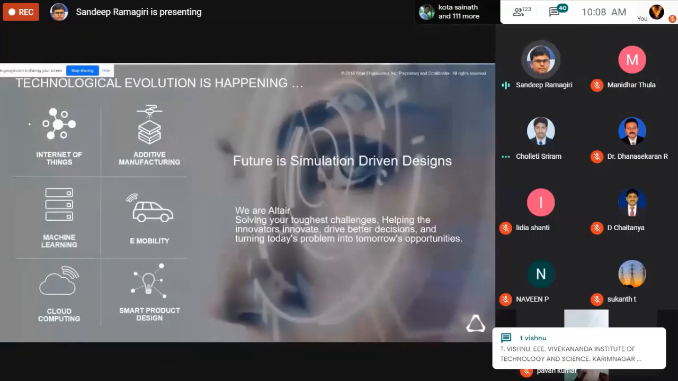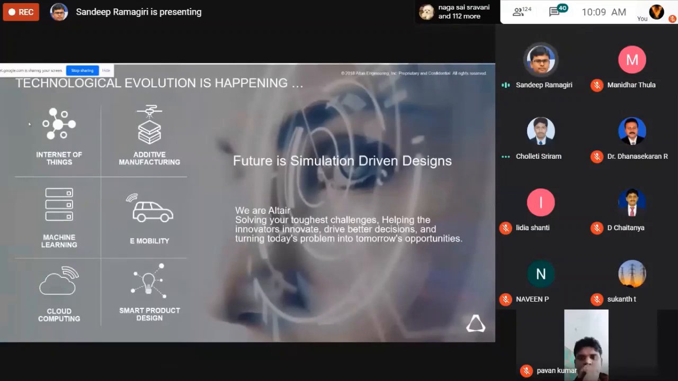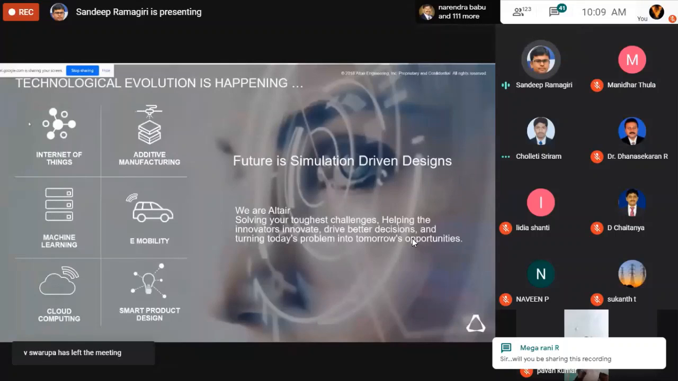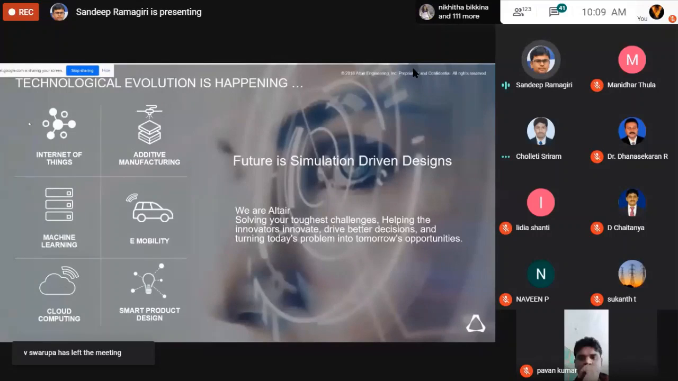As you know, technology evolution is happening in many domains. You can see here it is happening in the Internet of Things, machine learning, cloud computing, additive manufacturing, and e-mobility. Today e-mobility is a buzzword. And then we have smart product design. So Altair can be the right partner to address these domains.